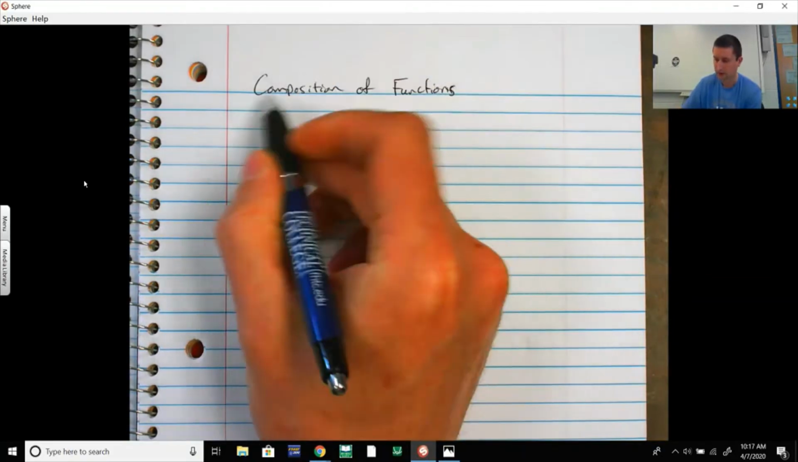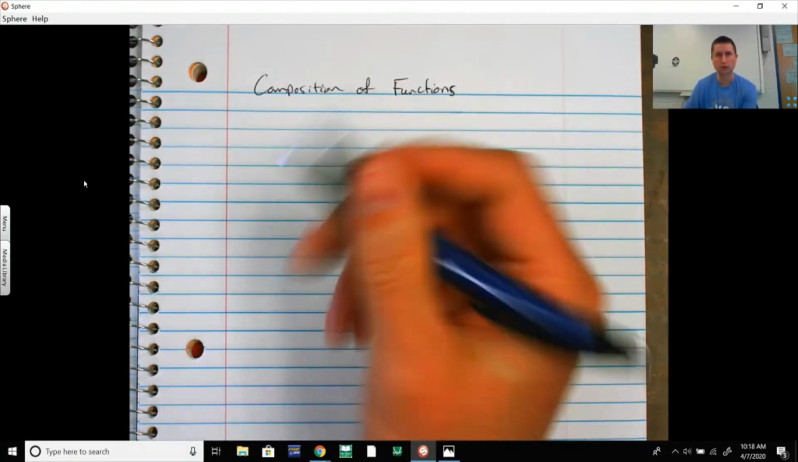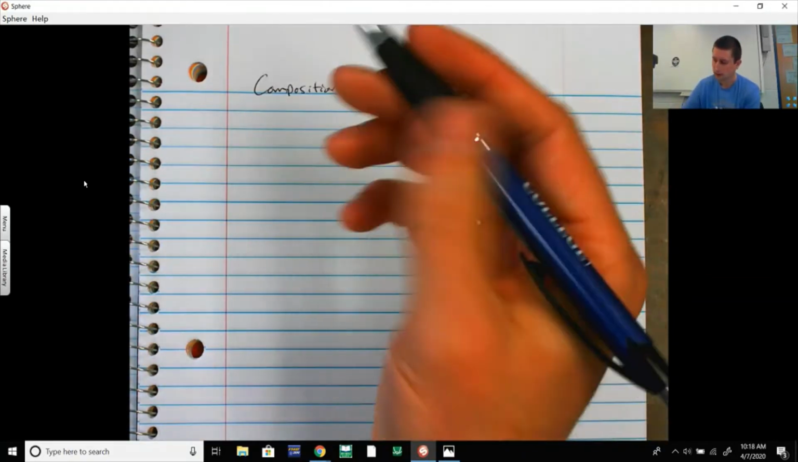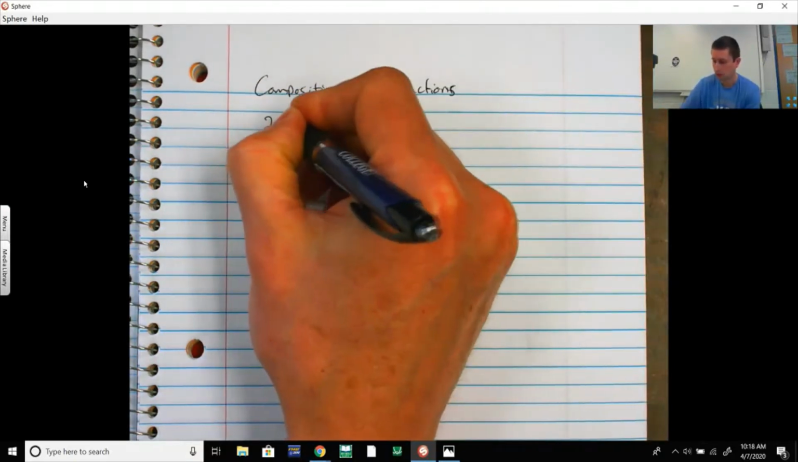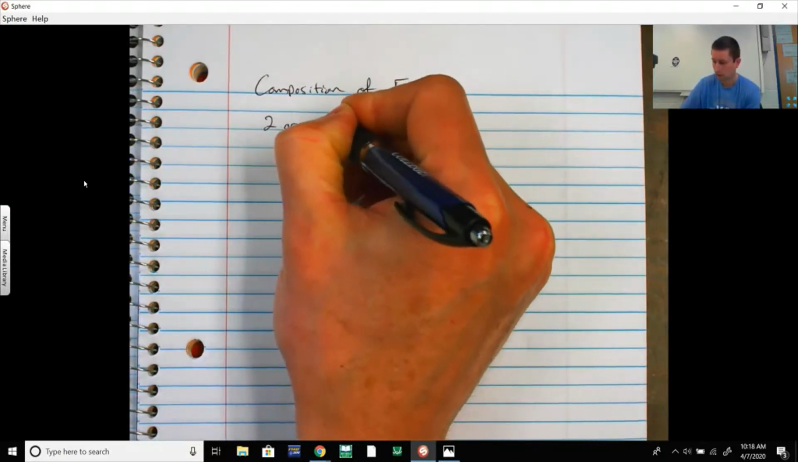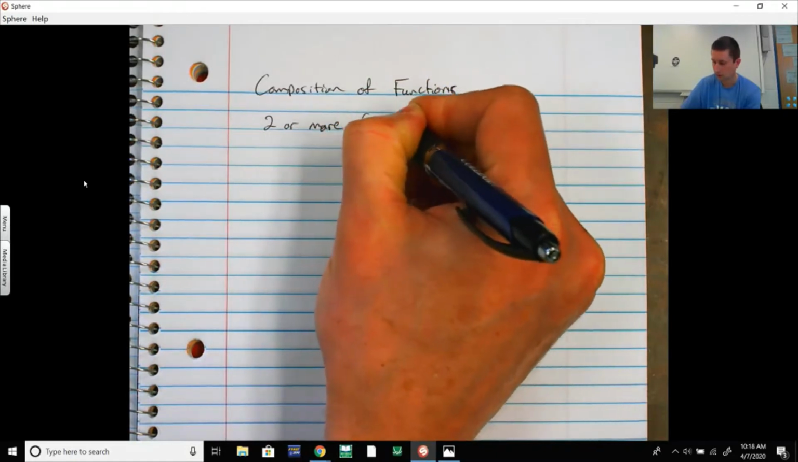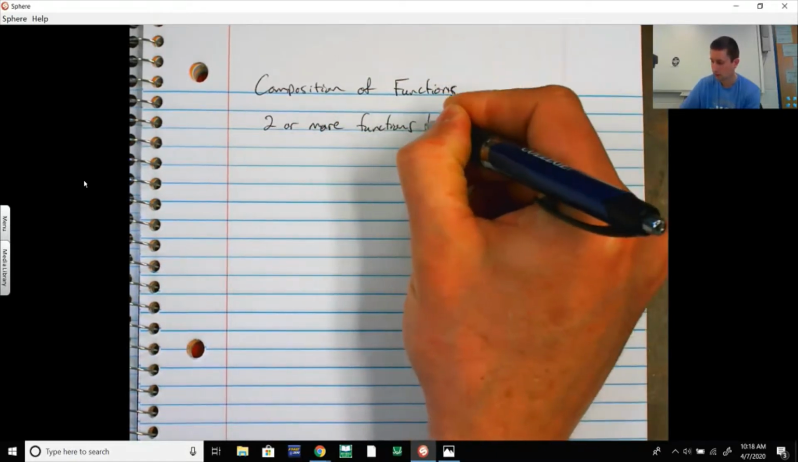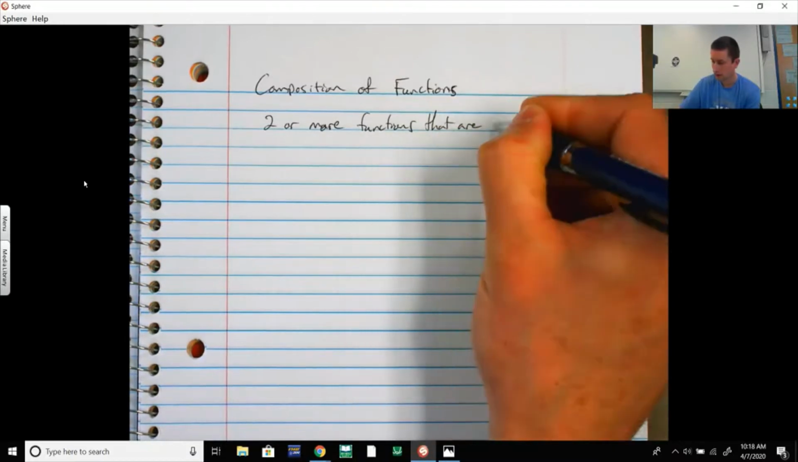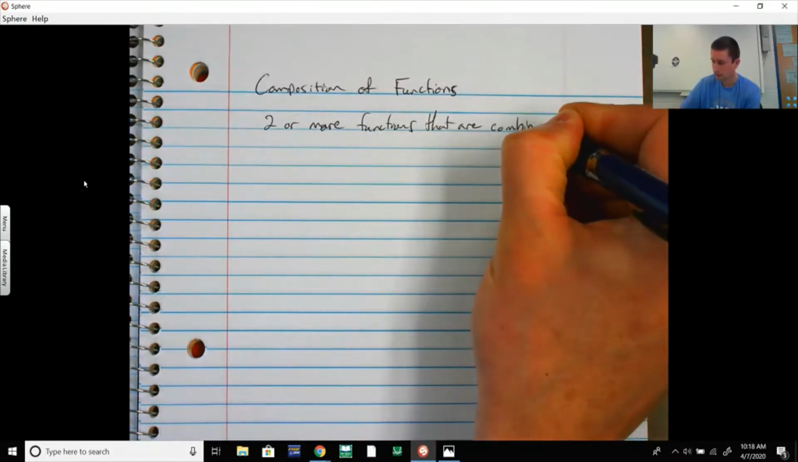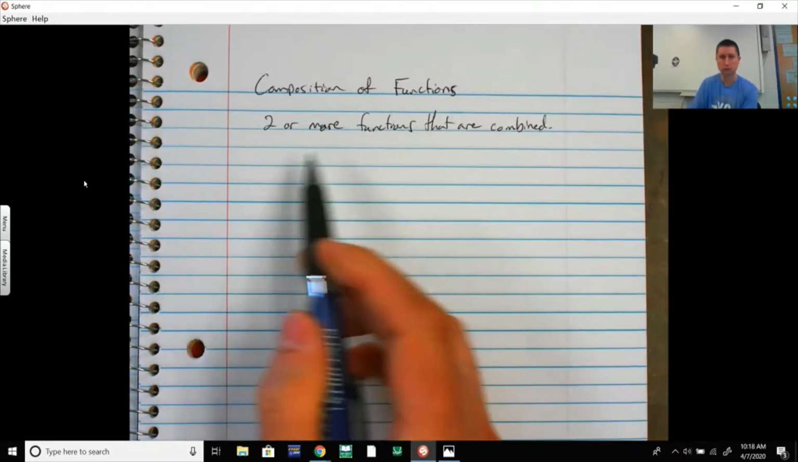A composition, composing. If you're composing something, you're creating something. You're putting stuff together. So a composition is when you put two or more functions that are combined. Okay, so I don't have any student journal notes with this. It's just two or more functions that are combined.